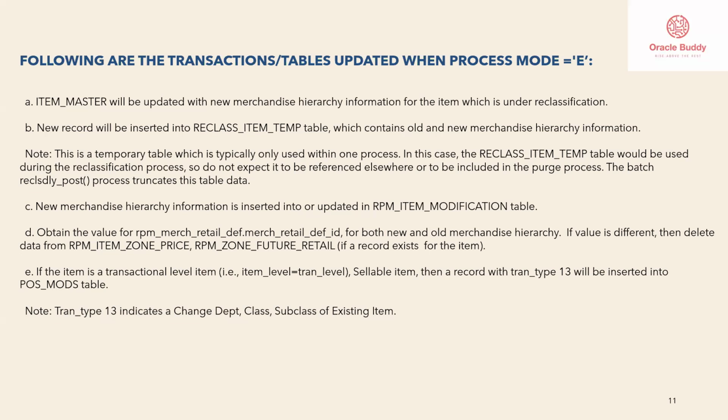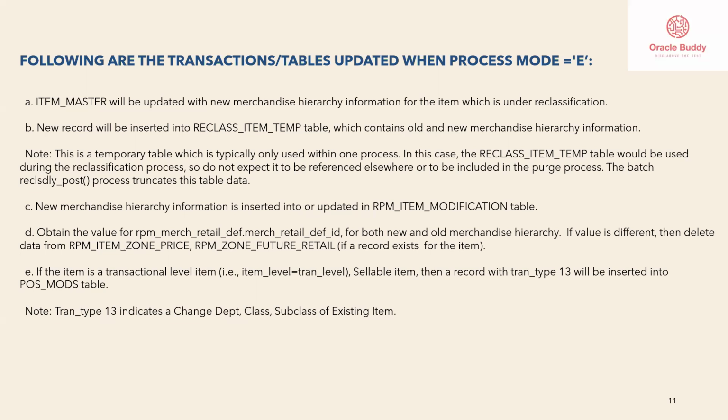In this case, the reclass item temp table would be used during the reclassification process, so do not expect it to be referenced elsewhere or to be included in the purge process. The batch reclass daily post process truncates this table. New merchandise hierarchy information is inserted into or updated in the RPM item modification table.